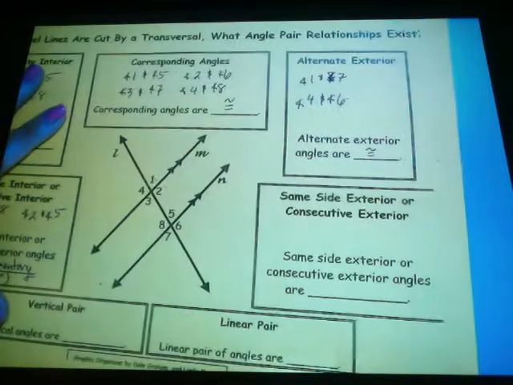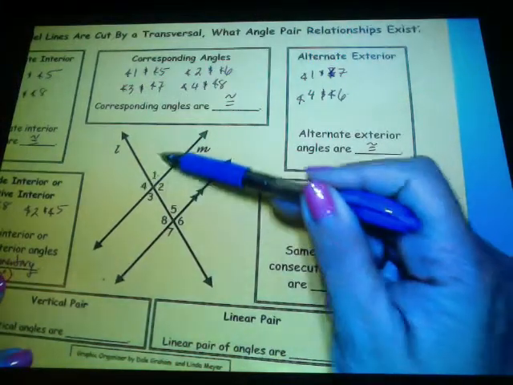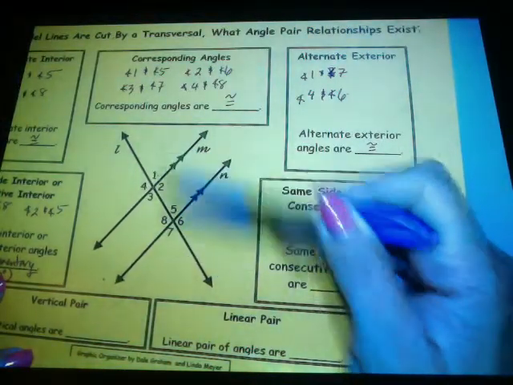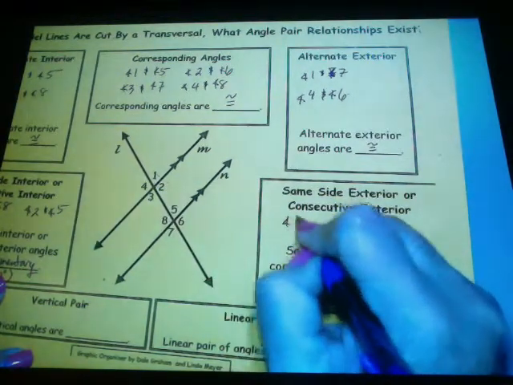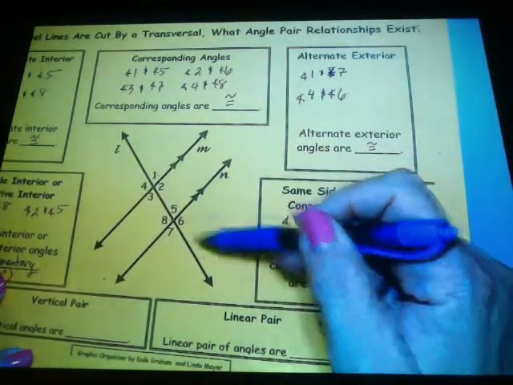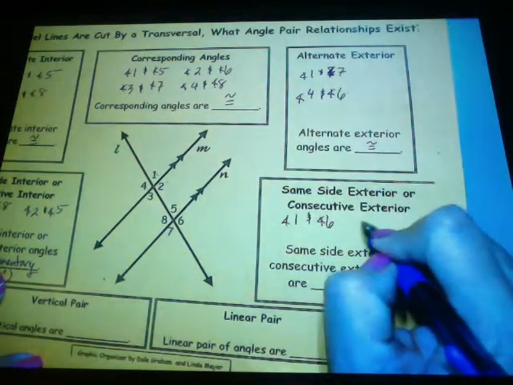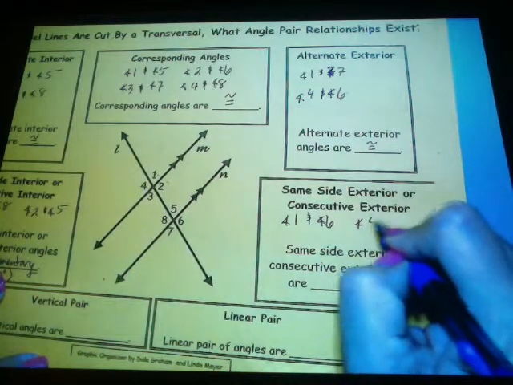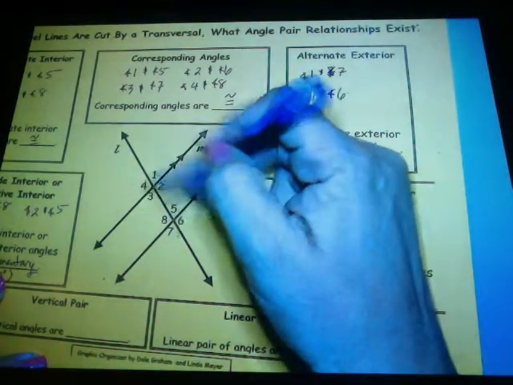All right, so then let's look at same side exterior or consecutive exterior. We didn't actually talk about this yesterday, did we? But I told you that it was kind of there. We did alternating exterior, right? So 1 and 7 would be alternating exterior. So what would be same side exterior to angle 1? 6. That makes perfect sense, right? And then what's another pair? Angle 4 and angle 7, because they're both outside and on the same side of the transversal.